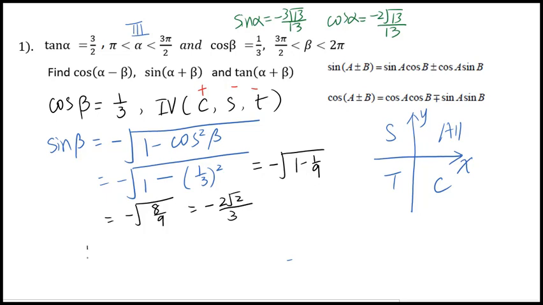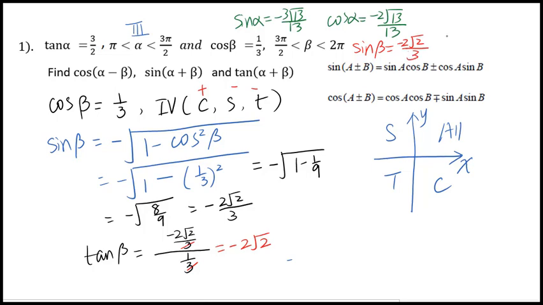For tangent beta equals sine beta over cosine beta. So you have -2 square root of 2 over 3 over 1/3. For a complex fraction, the same denominator we can reduce. So you get -2 square root of 2 for tangent beta. We will write down sine beta equals -2 square root of 2 over 3. For tangent beta equals -2 square root of 2.